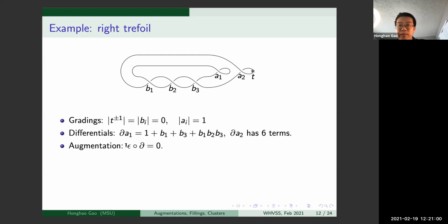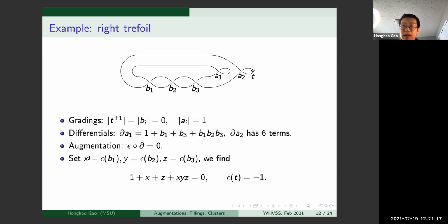The DGA morphism can be unwrapped by this equivalent definition: the composition of the differential and epsilon equals 0. So if I apply epsilon to the left-hand side, the right-hand side has to be 0. So meaning if I set x to be epsilon b1, y to be epsilon b2, and z to be epsilon b3, this equation becomes 1 plus x plus z plus xyz equals 0. The differential of A2 will involve a term including t. And that's uniquely determined in this case. That's epsilon t equals -1.